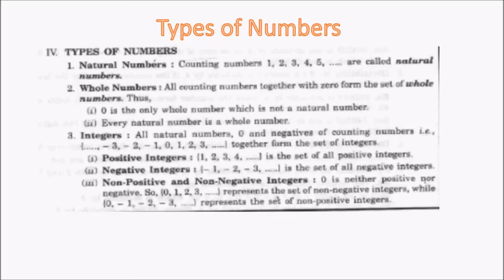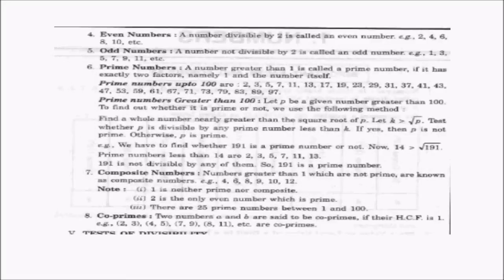When you don't know the definition of what the numbers are, it will be hard for you to solve the problem. Then it comes to the integers. All the natural numbers, negative and positive numbers, including 0 are called integers. There are positive integers which start with 1, negative integers which start with -1, and the number that is neither positive nor negative is zero.